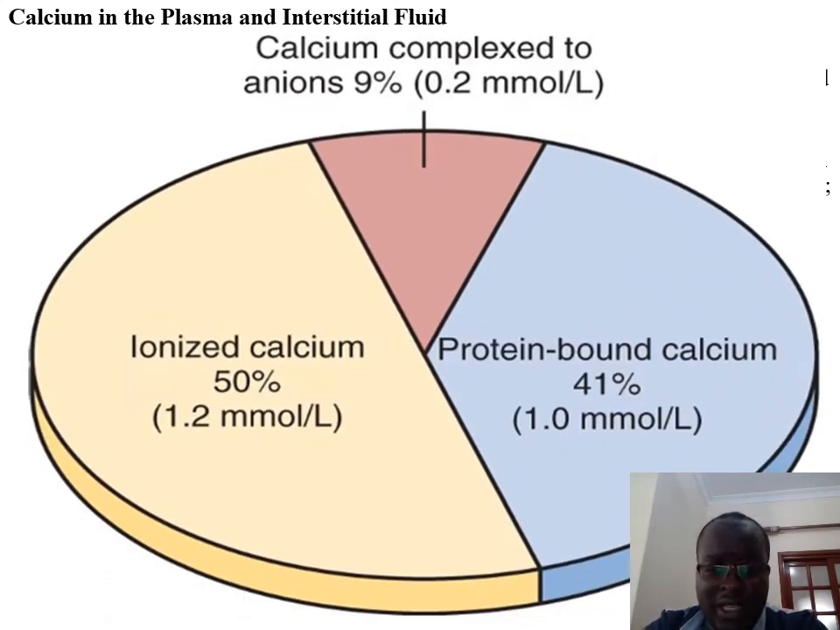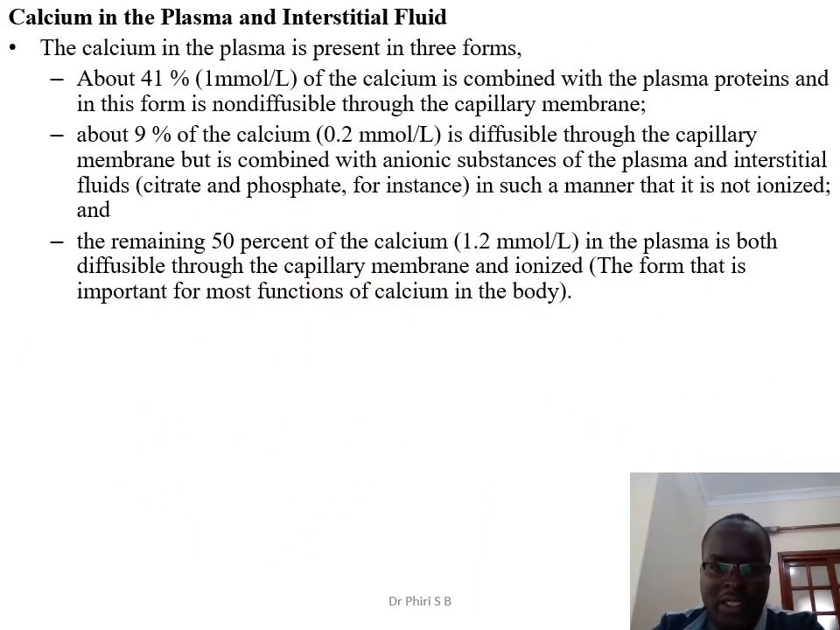This is just a chart summarizing the types of calcium in the body. We say 9% of the calcium is complexed with anions. We have 41% that is protein-bound calcium. Then the 50% is ionized calcium. So the ionized calcium is the one that is very important with regard to those functions.